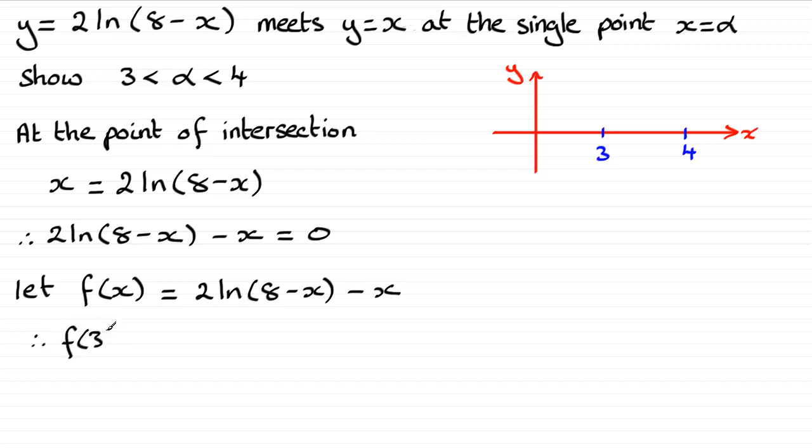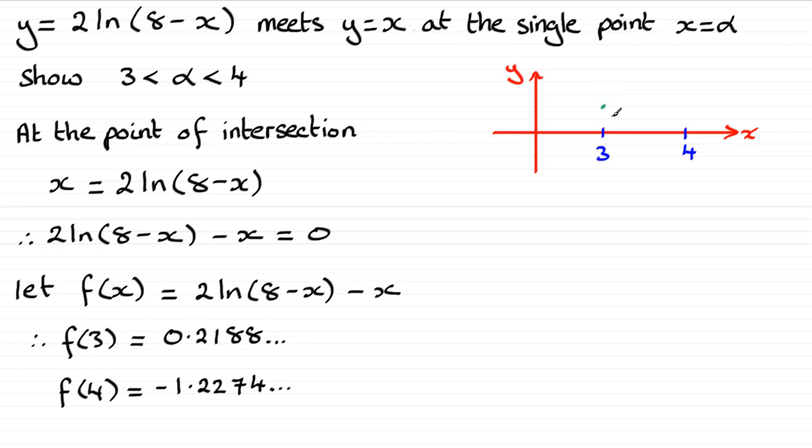So if you put 3 as our x value into here, you're going to have 2 times the natural log of 5 minus 3. Work that out on your calculator and you'll find it comes out to a positive value, 0.2188 and so on. And when I work out f of 4, then we do indeed get a negative value, minus 1.2274 and so on.